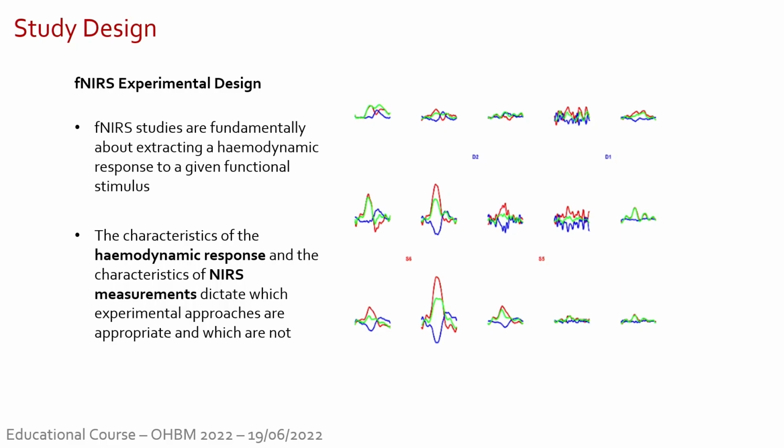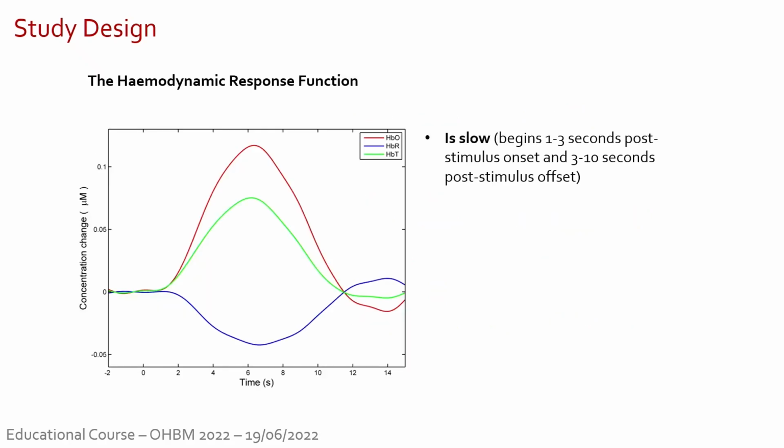The characteristics of the HRF and of fNIRS measurement are those that dictate which experimental approaches are appropriate and which are not. As you all know, this is the HRF. Its features are that it's very slow, so it starts 1-3 seconds post-stimulus onset, and it can last up to 3 to 10 seconds post-stimulus offset. If you're interested in infants and toddlers, bear in mind that that's even slower, so you have to take that into account when you design your stimuli.